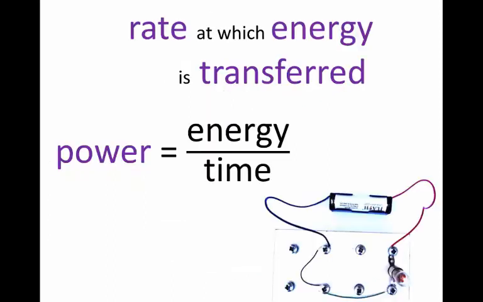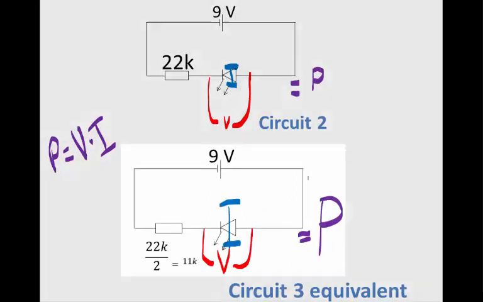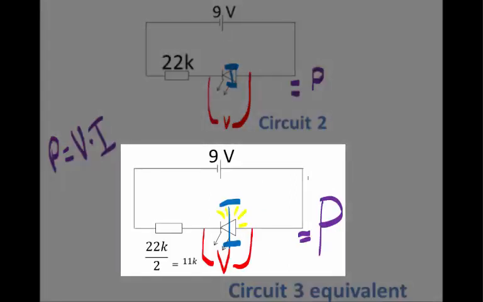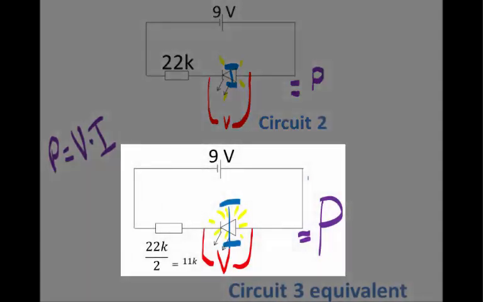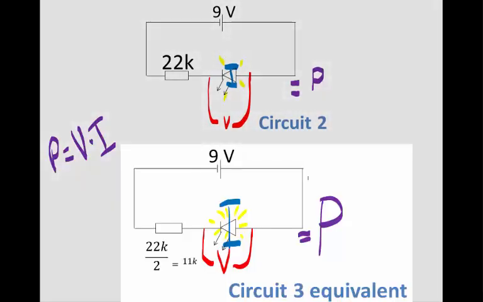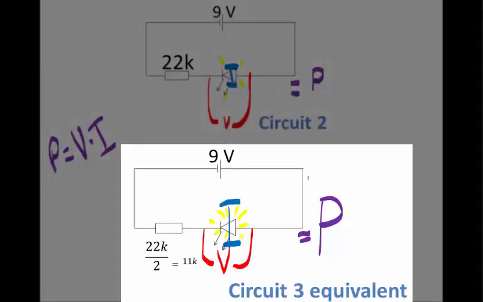The power is the rate at which energy is converted into light and heat. So that means that there's a greater rate of energy conversion in circuit 3 than in circuit 2. So circuit 3 is going to be brighter than circuit 2. Remember, of course, this is circuit 3 equivalent, but that is circuit 3.